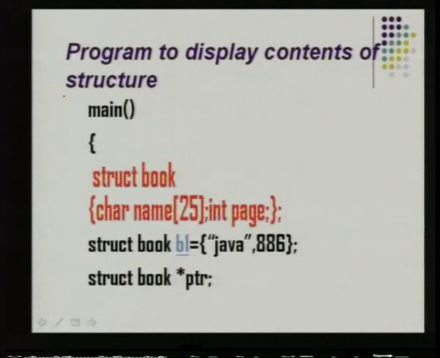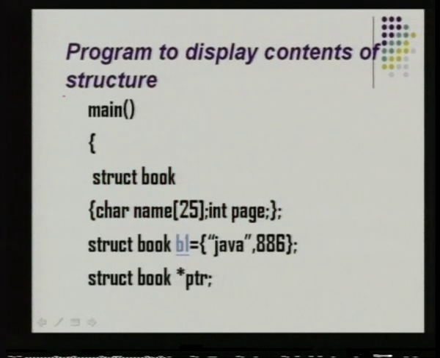Two variables are there of different data types, one is a character string, the other one is an integer, and they are enclosed within braces terminated by a semicolon. Now, this is where you initialize the members, struct book B1. So now this B1 is a plain structure variable. It has the values for the members of the structure. First is a string value, the second is an integer value.